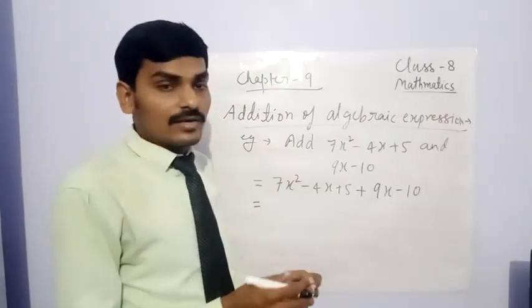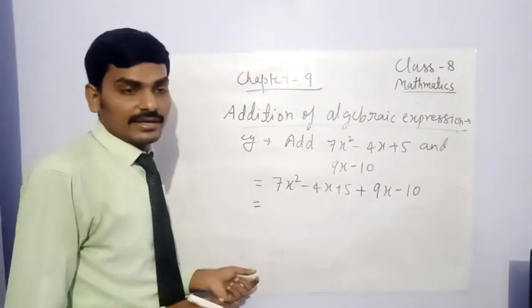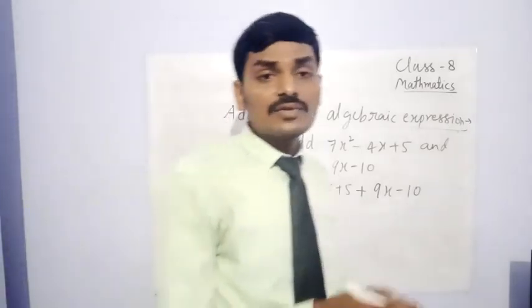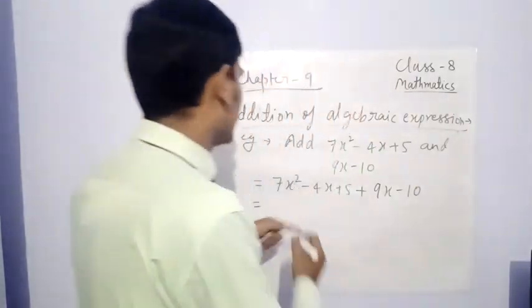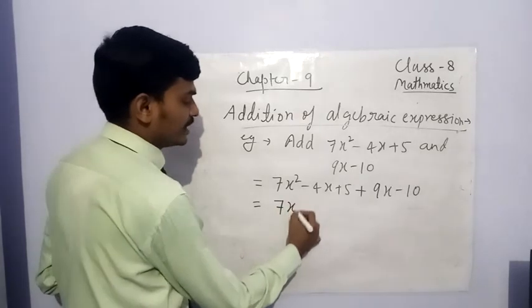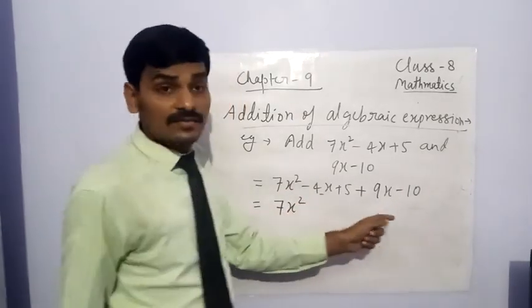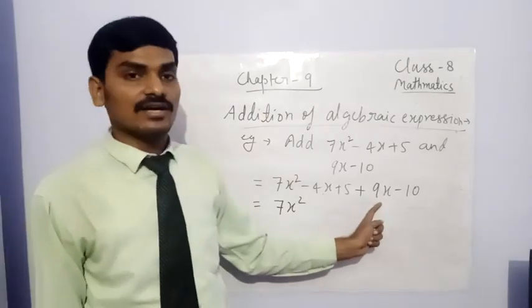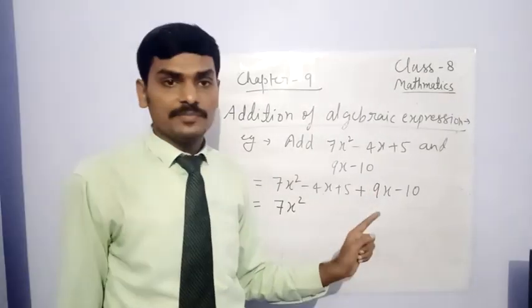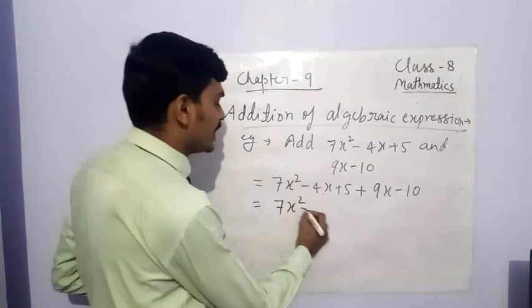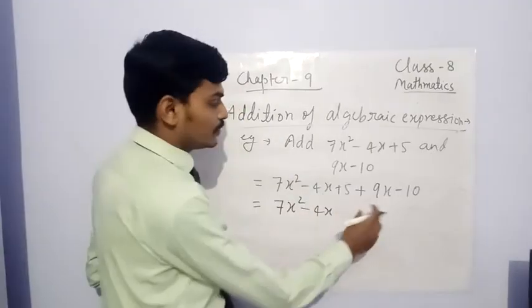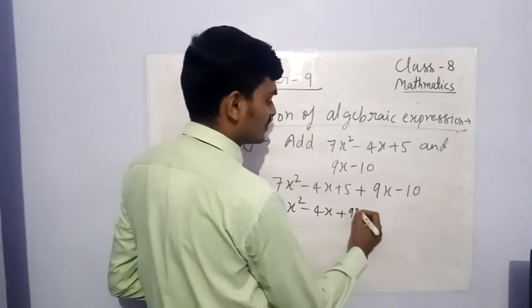Now we will write the like terms together. For example, 7x square is one term. 4x and 9x are like terms because in 4x and 9x both base and power are the same. So we will write minus 4x with its sign, plus 9x. We will write the plus 9 here.